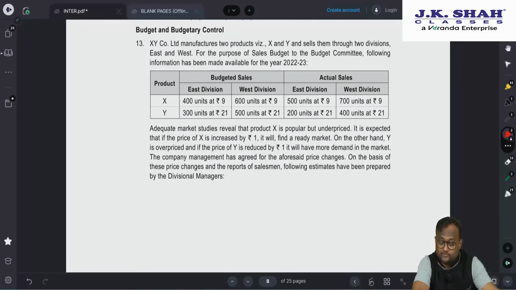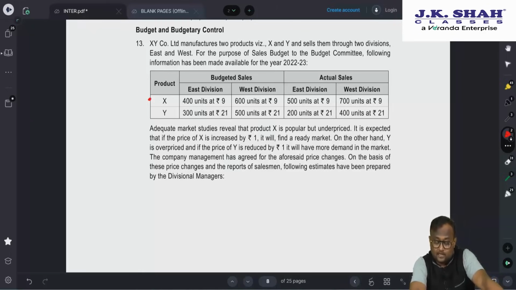Budgeted sales, East division, West division, quantities, selling price. Actual sales, East division, West division, along with quantity and selling price. Adequate market studies reveal that product X is popular but underpriced.